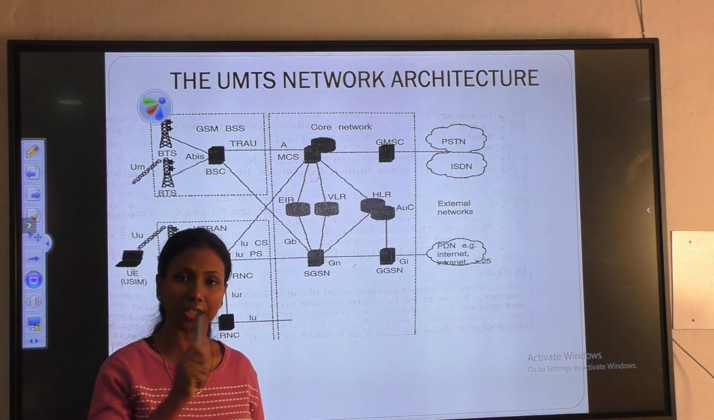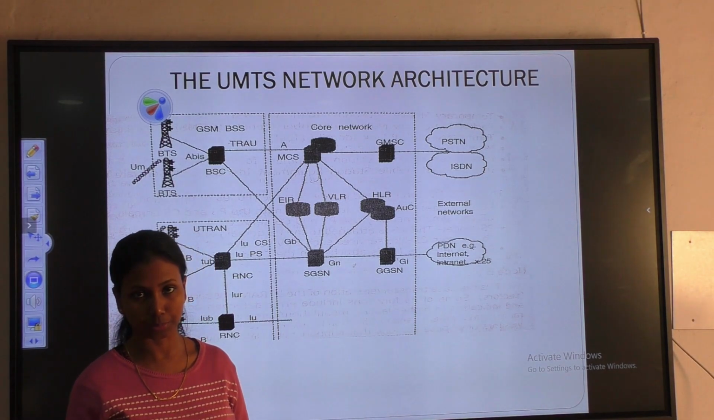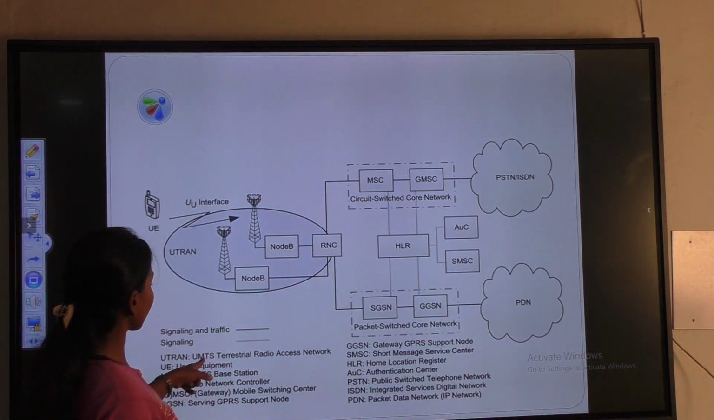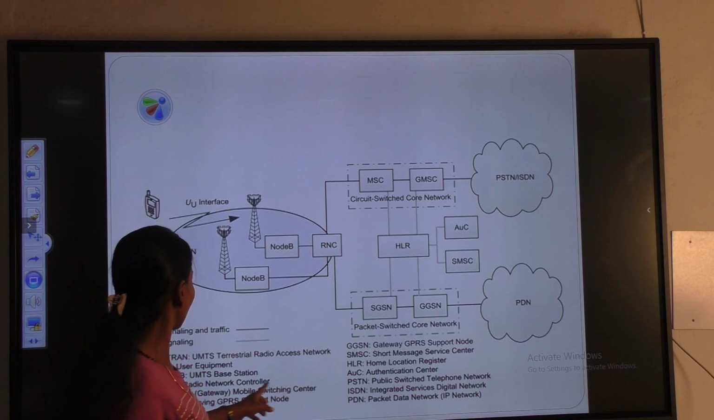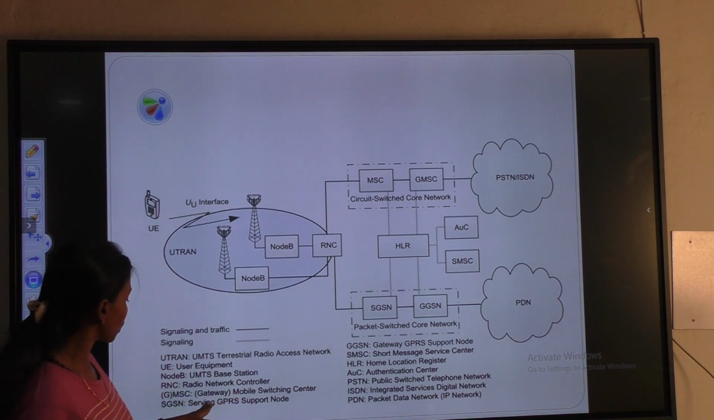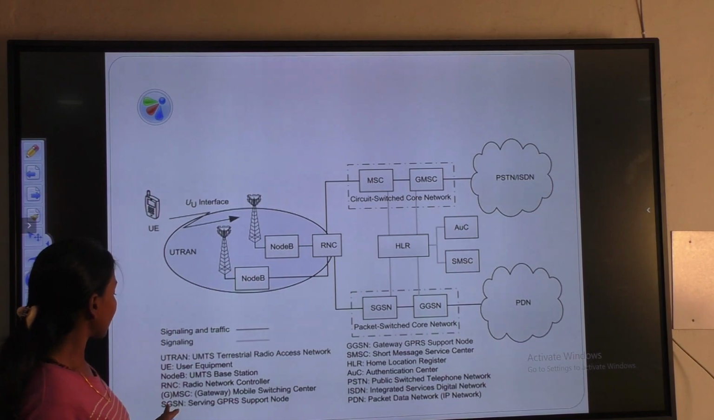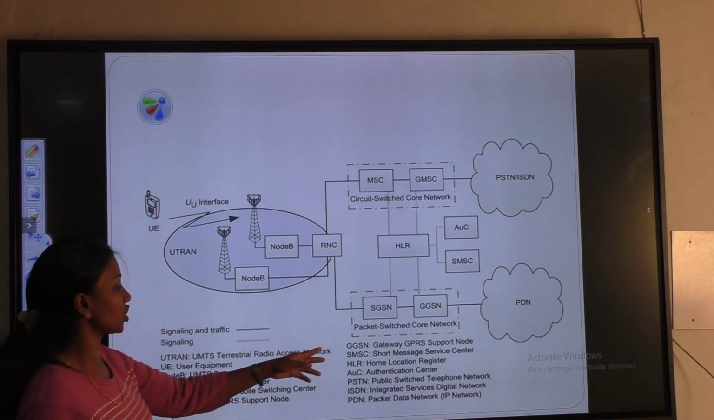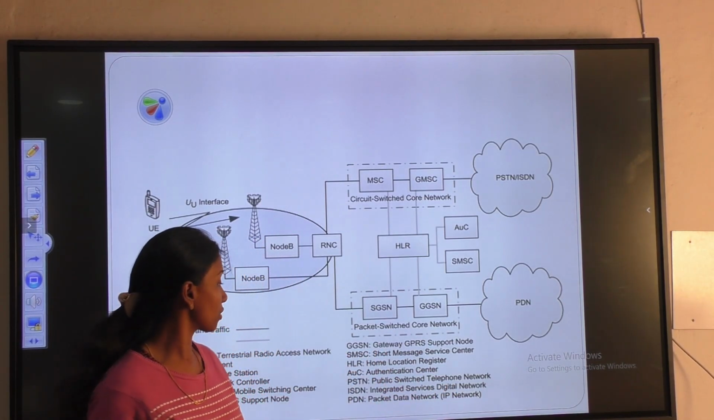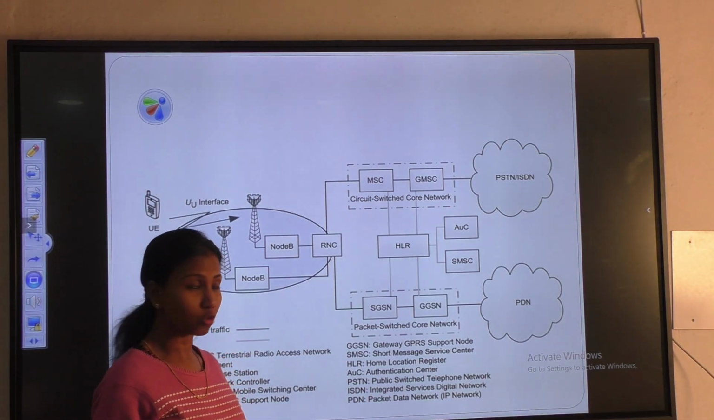So the radio network controller decides whether this is for calling or for internet access or data services purposes. Okay, so here there are various terms you see: UMTS Terrestrial Radio Access Network, user equipment, UMTS base station, RNC radio network controller, GMSC, that is Gateway Mobile Switching Center, and SGSN, Serving GPRS Support Node, GGSN, Gateway GPRS Support Node, SMSC, Short Message Service Center, Home Location Register, Visitor Location Register, Public Switched Telephone Network.